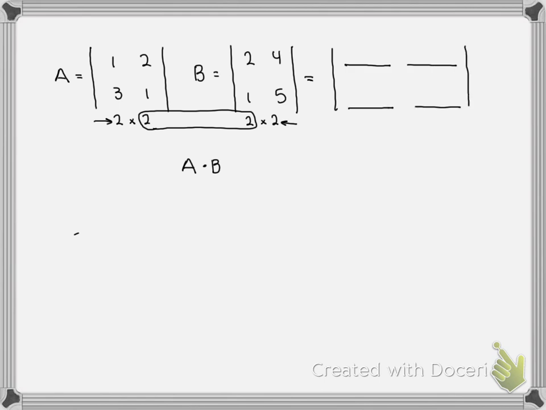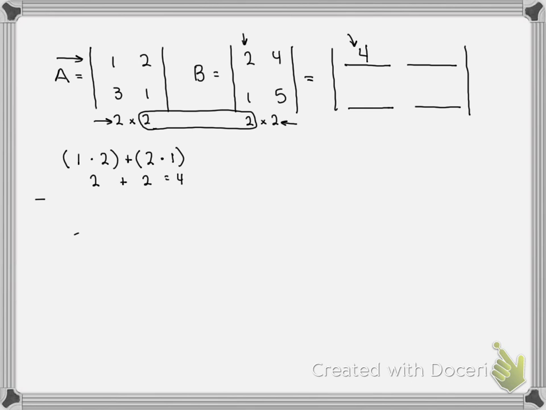Okay, so we can multiply A times B. So the first spot that we'll fill is row 1, column 1. So we'll work in row 1 from matrix A and column 1 from matrix B. The first entry in A times that first column entry in B plus the second entry in row 1 from A times the second entry from column 1 in B. So 1 times 2 is 2 plus 2. That means that the solution in row 1, column 1 is a 4.